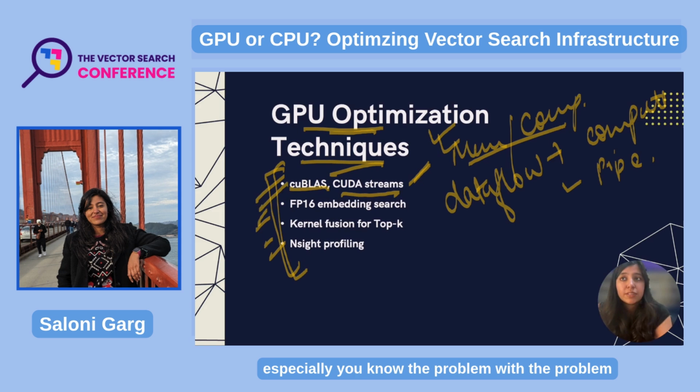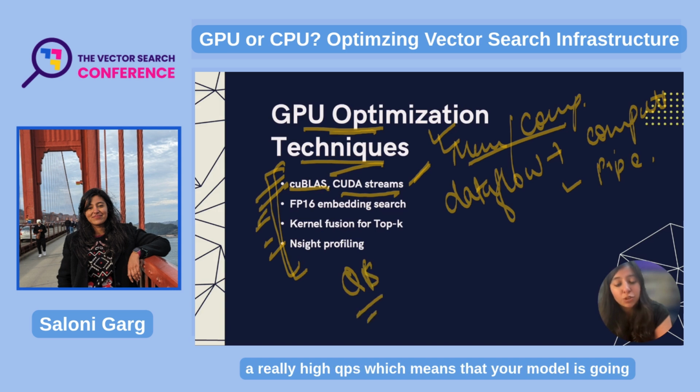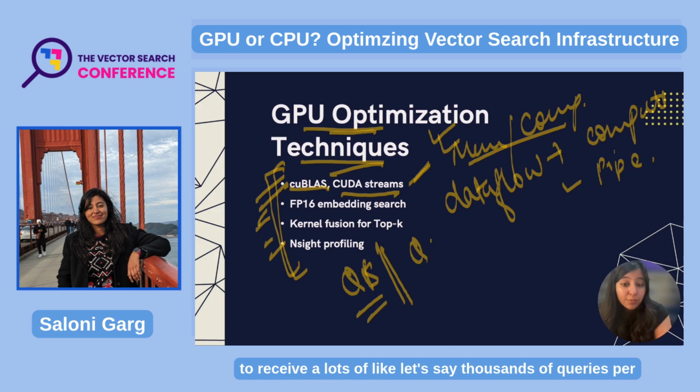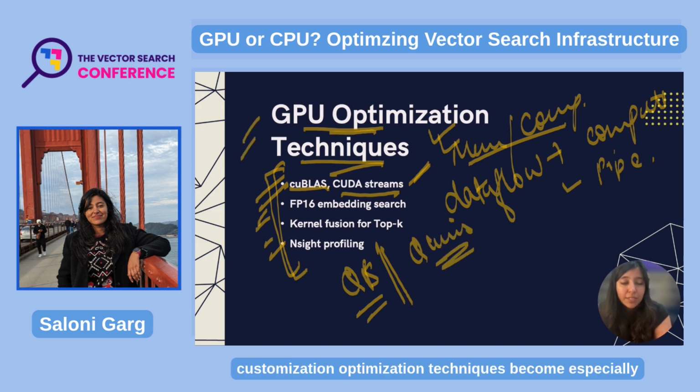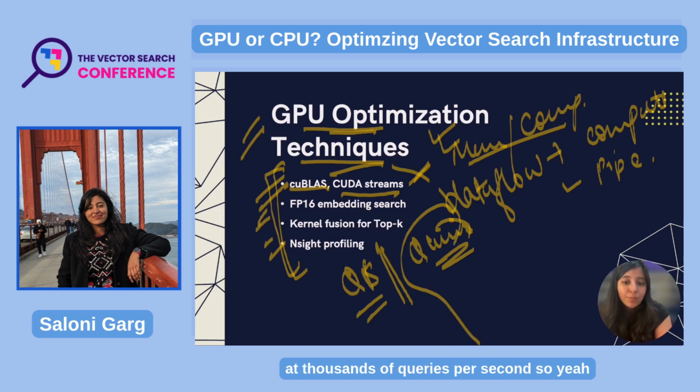Especially, the good thing with GPUs is that they are able to give you a really high QPS, which means that your model is going to receive a lot of, let's say, thousands of queries per second. So in this case, these optimization techniques become especially useful, because you're looking at thousands of queries per second. So yeah.